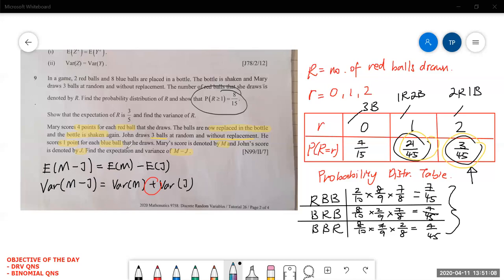Okay, so for this question, we already identified the setter's intention. What we really need to do is just to find expectation of M, expectation of J, variance of M, variance of J. Your job is done. You will secure the whole question. I think this question is probably worth like 7-8 marks. But the thing is, how do we find expectation of M and J? Of course, we will need the PDF for M and J. Once we can get a PDF of M and J, we'll be able to get both expectation and variance.